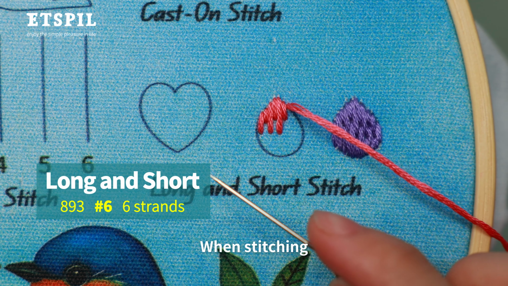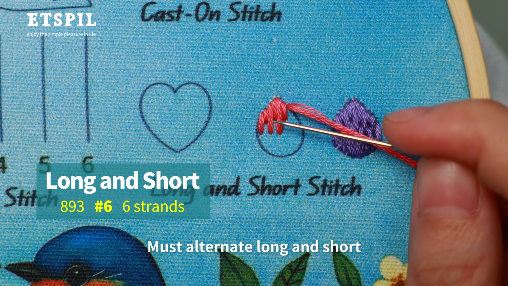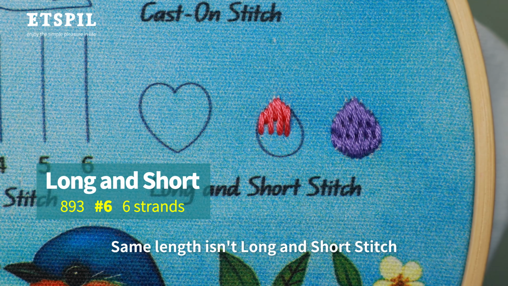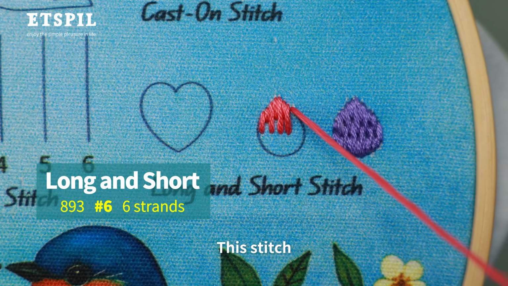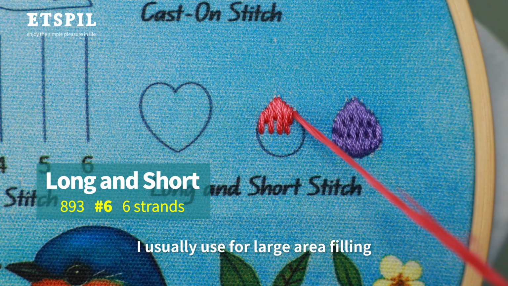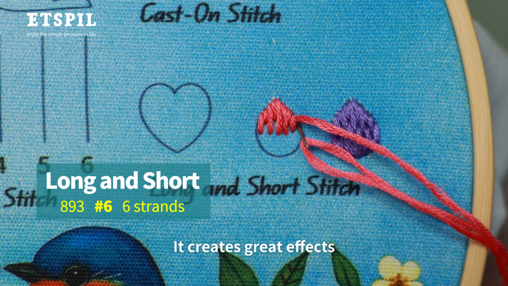When stitching, stitch lengths cannot be the same. Must alternate long and short. Same length isn't long and short stitch. This stitch I usually use for large area filling or gradient color blending. It creates great effects.